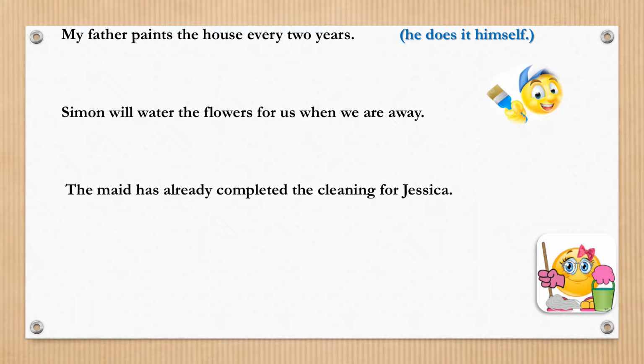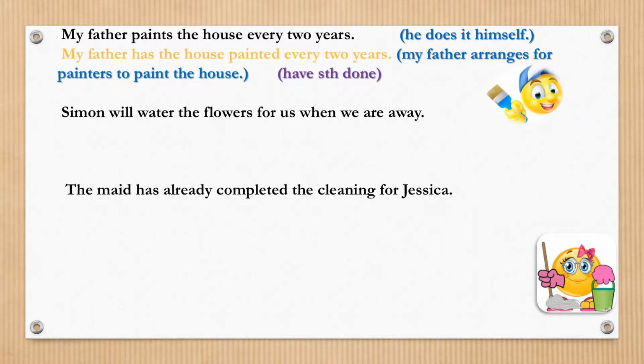Let's look at the first example. My father paints the house every 2 years. So that means he does it himself. But look at the next one. My father has the house painted every 2 years. Now, my father arranges for painters to paint the house. So, in this sentence, we use the structure have something done.